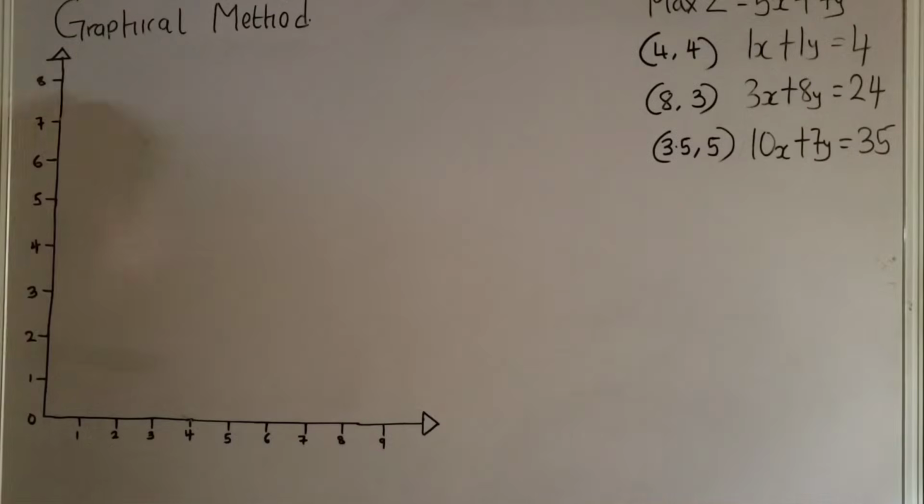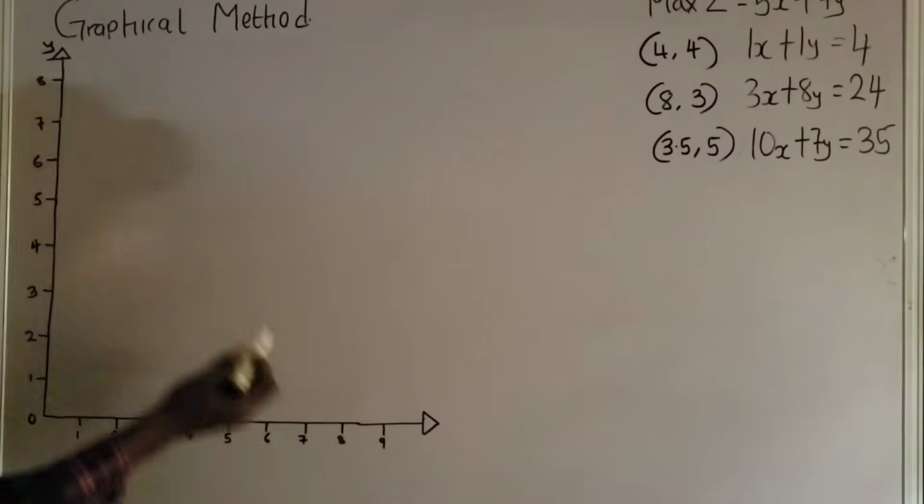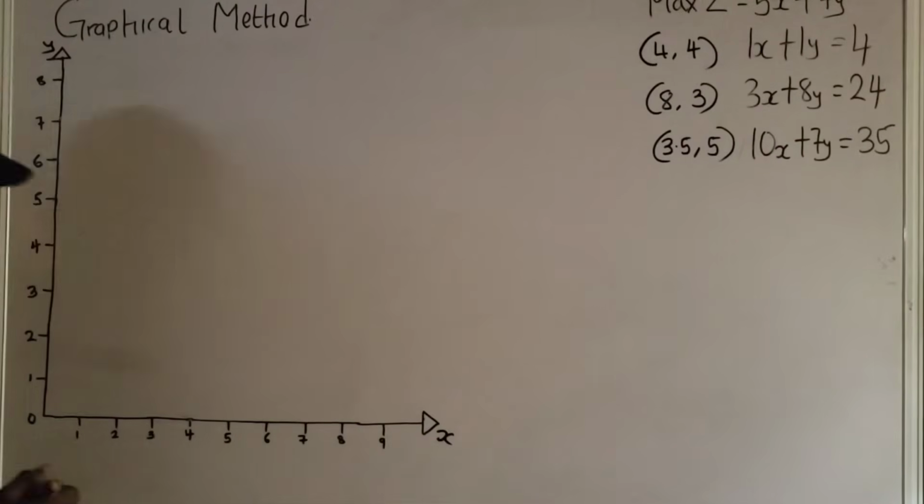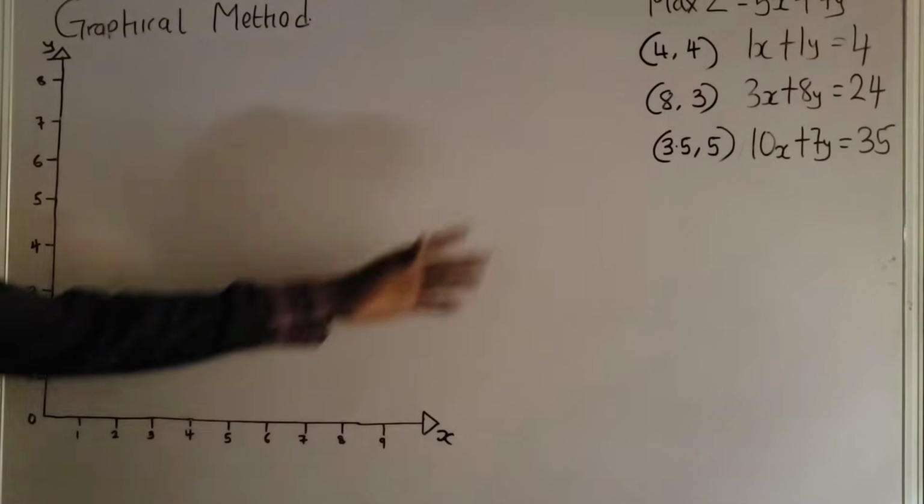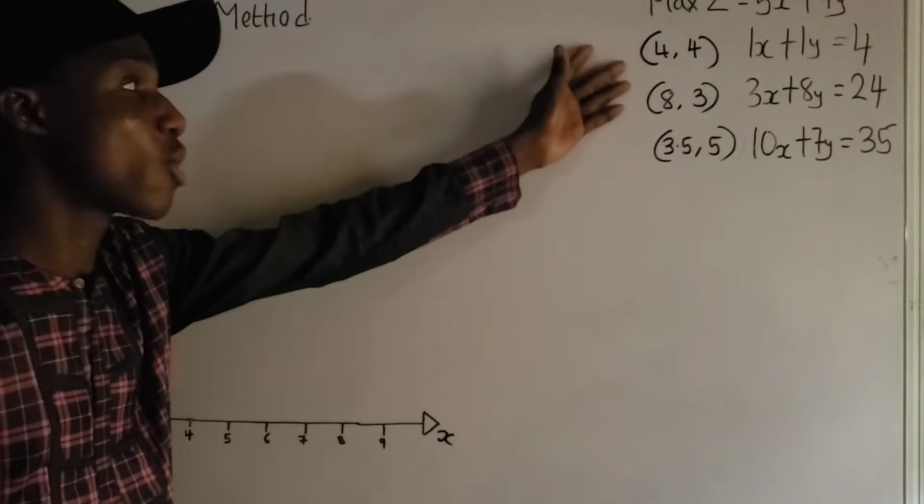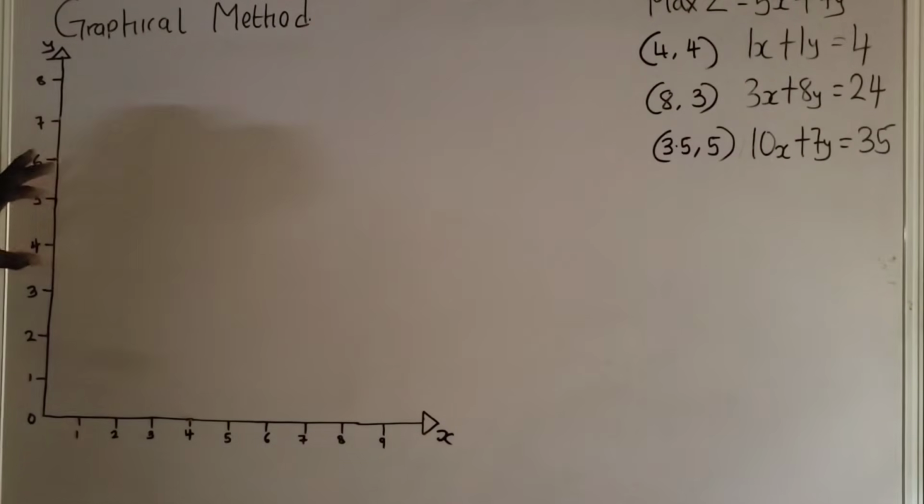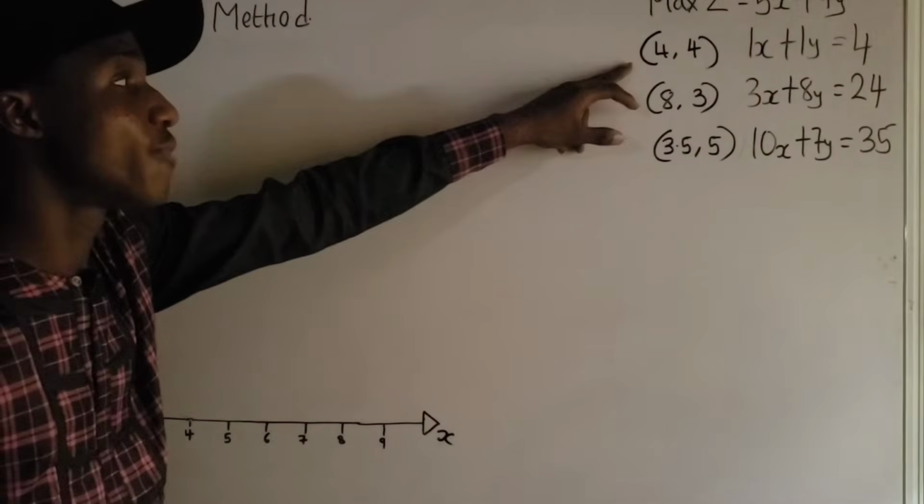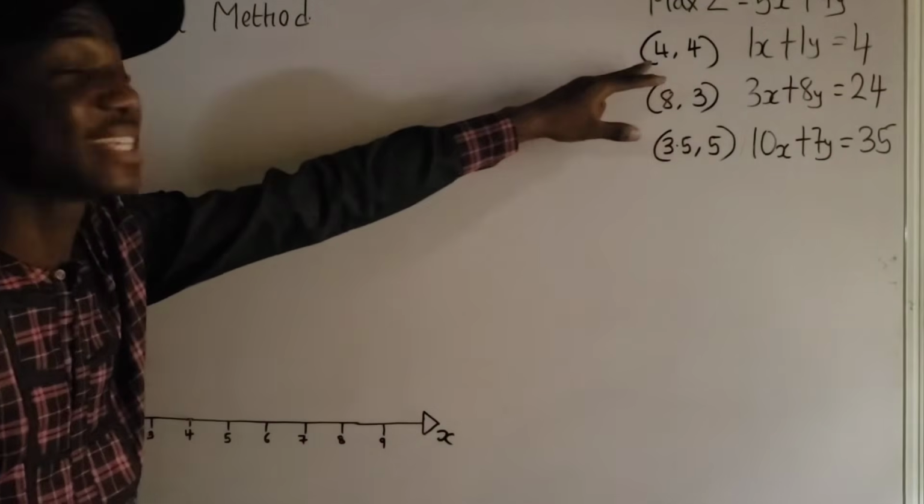Now, it is these points that we are going to plot on our graph. Are you getting it? Okay, this is my graph. I have coordinate y. This is for y. And this is for what? x. Okay. Now, let us proceed to plot the coordinates that we have from our constraints on this graph. For the first coordinate, I have 4 comma 4. That is x comma y.